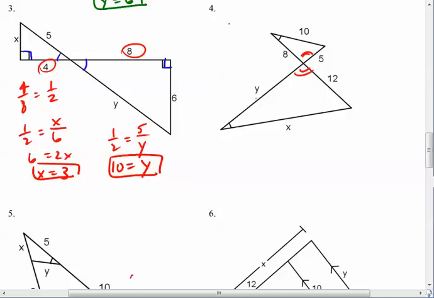So say we've got 5 and we've got 12. Okay, 5/12 is our scale factor.